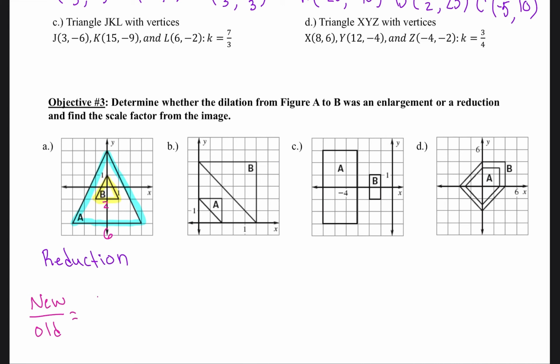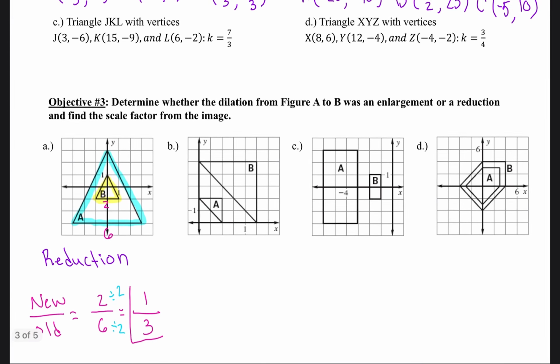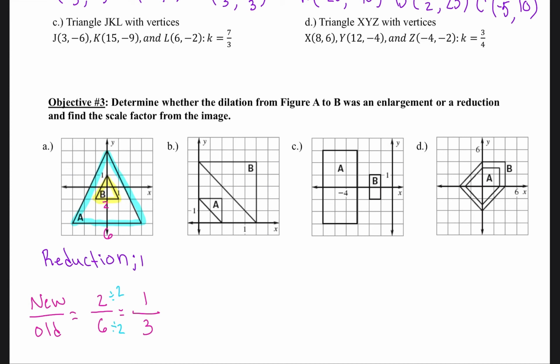So if I'm going to set this up, I'm going to put the new on top. So the new was 2 units long. The old was 6 units long. And I have to ask myself, what number would divide into 2 and 6? So I could simplify this, and they would both divide by 2. So I'm going to divide the top and the bottom by 2. 2 divided by 2 is 1. 6 divided by 2 is 3. The reduction is a scale factor of 1/3.